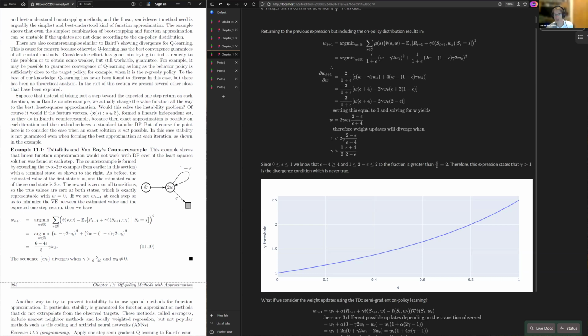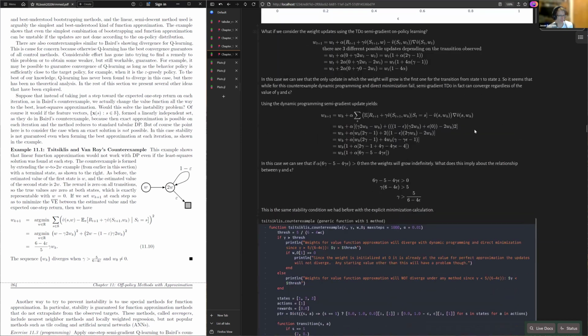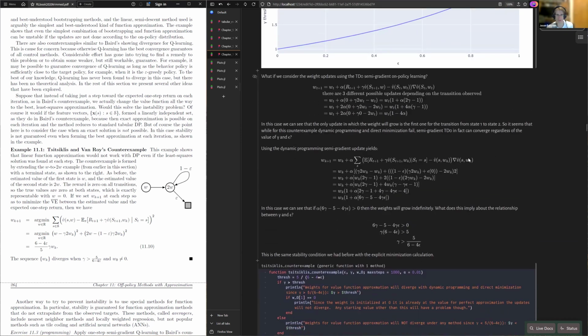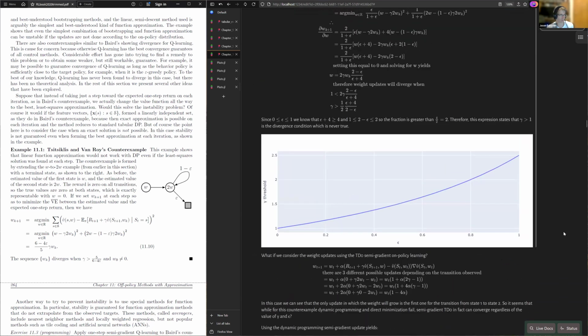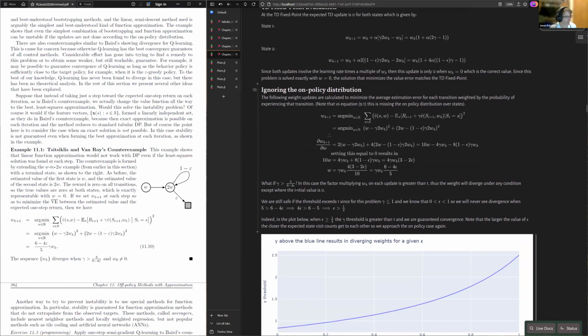If you do that, not only will you get the incorrect answer, but you may even get some update process that just diverges to infinity. So the answer is just nonsensical. I've done this, and if you look at the notes, I expounded on this example more. I also calculated the TD fix point up here.